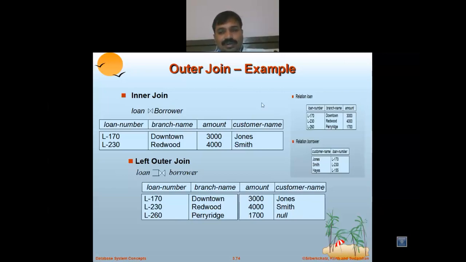So in this case, what we can use that. So I use the loan. This is my table. That is relation borrower. One common field is the related loan number. So loan number is nothing but L170, 230 and 155. So in that case, what we can display is the record of this query.